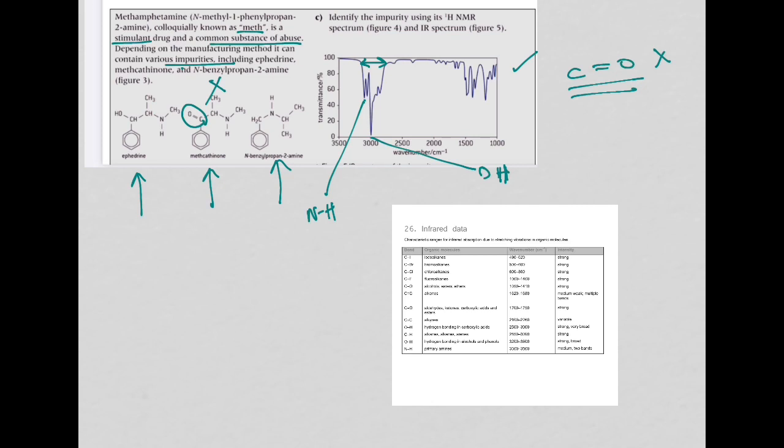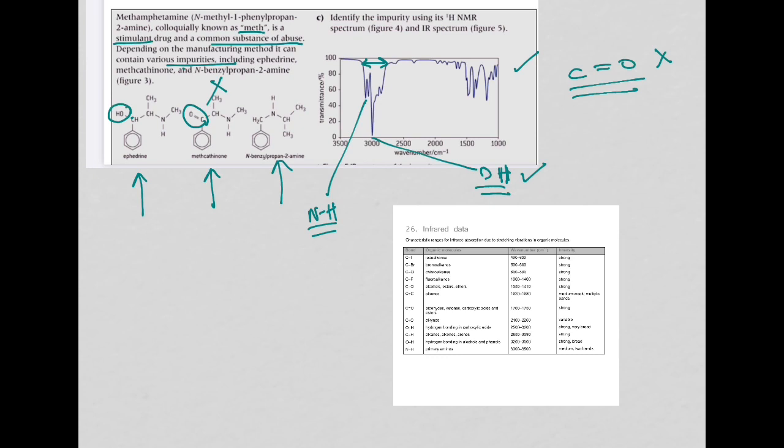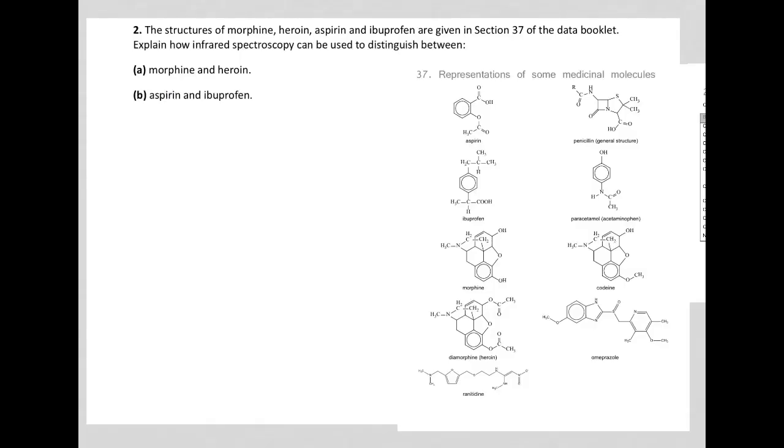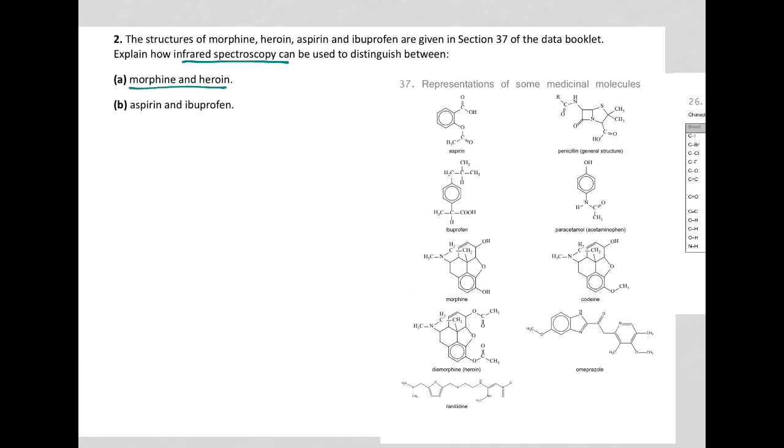And because you have an OH here and you have NH, so OH stretching here, NH is here, you can confirm that it's ephedrine as the impurity. Now let's see the second question. So you are asked how IR can be used to distinguish between morphine and heroin. So let's look at section 37 of the data booklet. You have the structure of morphine and heroin.